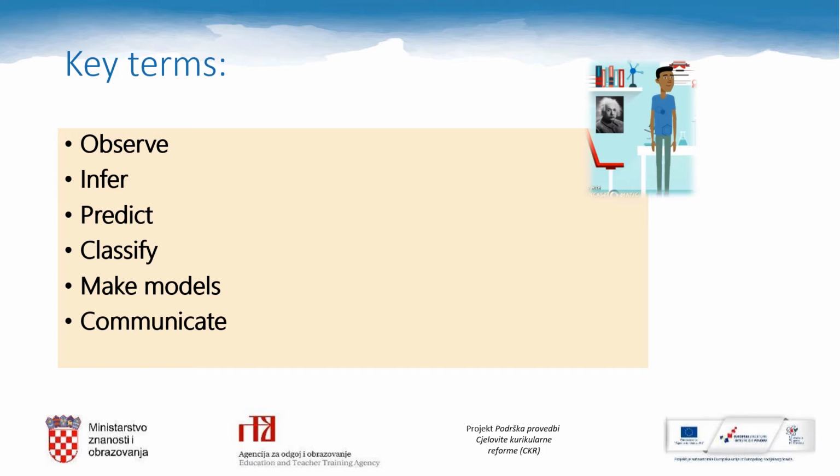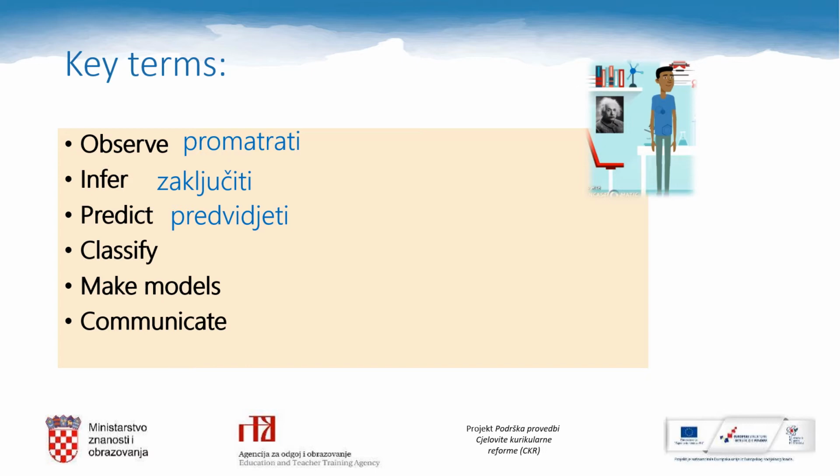Observe. What does that mean? When you notice things around you. Yes, promatrati. Then we have the word infer. This one is a bit trickier. What do you think it means? Zaključiti. Right. Then we have predict. I'm sure you know what this means. Predvidjeti. Right.